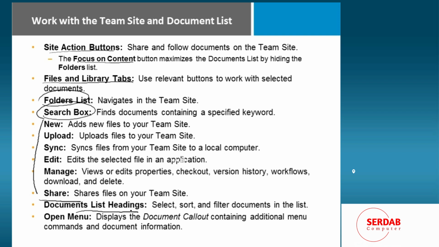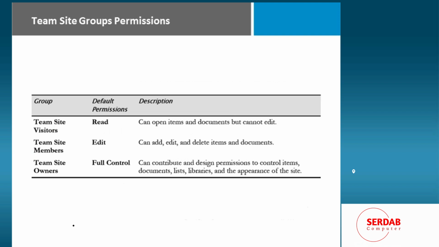Of course, our headings, these are our column headings. We can select, sort, and most importantly, filter. I use that daily. And then, of course, your open menu. So when you open a document, we get a choice in whether to open it up in the web browser or to open it up in, let's say, Microsoft Word as it's installed on your local PC. But all of these are going to be actions that you can do, and you'll find it's very consistent across all of SharePoint.